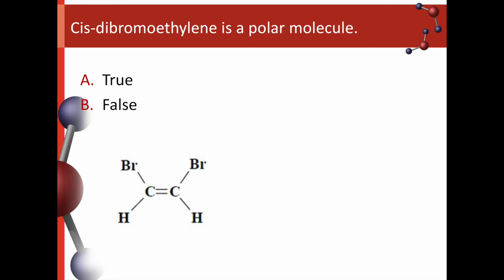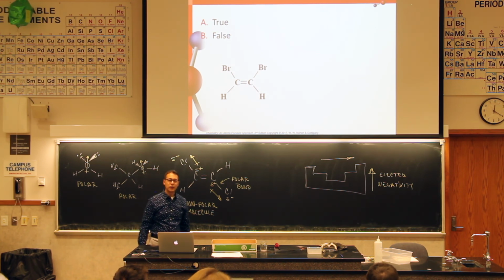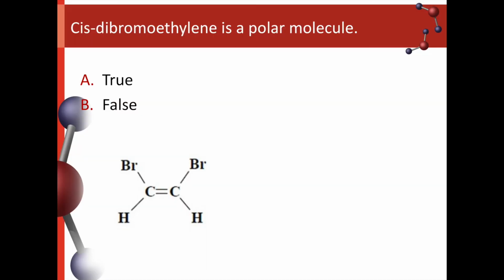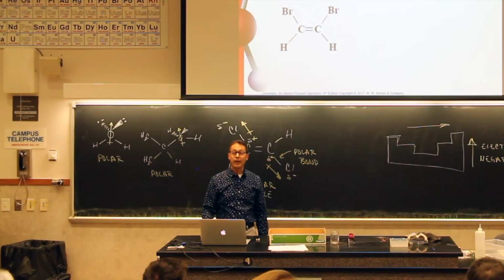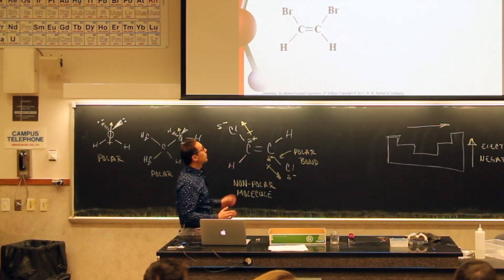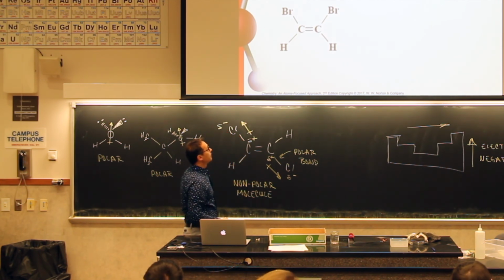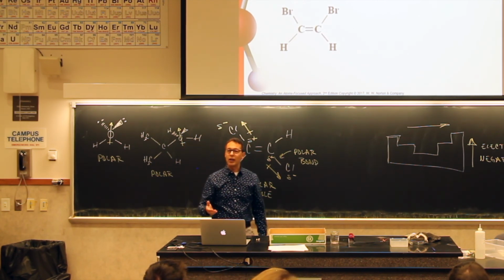Okay, so here's a molecule. This is cis-dibromoethylene. Is this a polar molecule? And then would it be soluble in water? Yes. So this is a polar molecule. The electrons are going to be pulled up towards the bromine atoms. They're not equal and opposite, so they don't cancel out. That makes it a polar molecule, and because it's a polar molecule, we suspect it should be soluble in water.